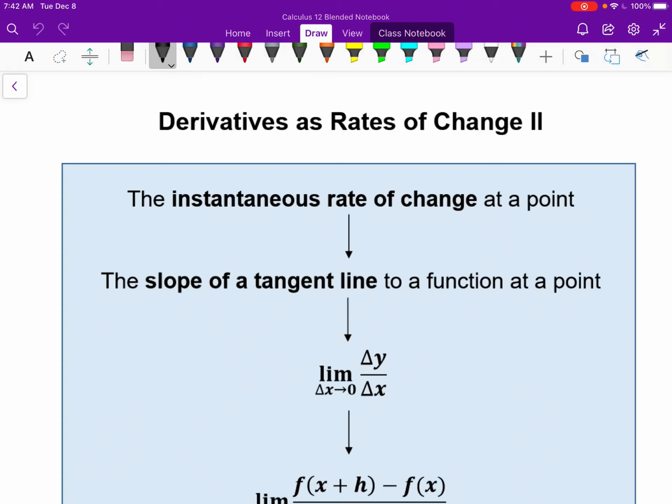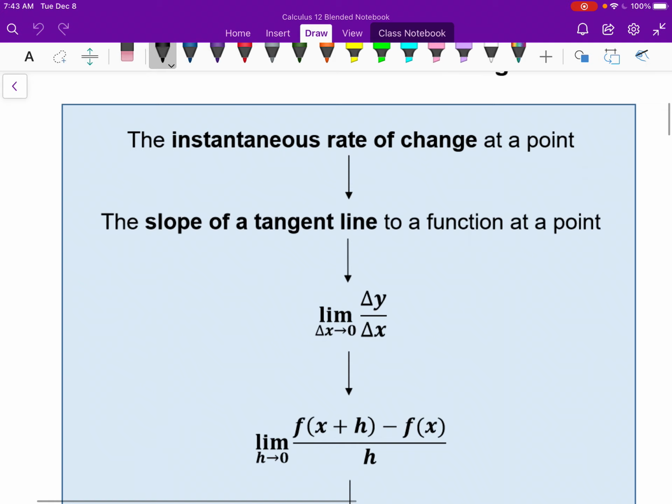So this is the second lesson, completing the unit on limits. Still looking at the idea of a derivative and really introducing the idea of a derivative. And I start with a bunch of statements that are all equivalent. So first, the instantaneous rate of change.